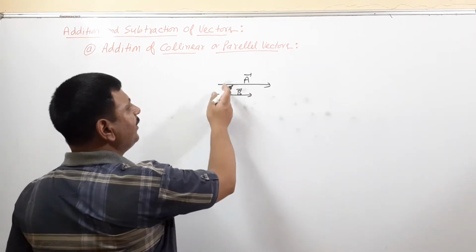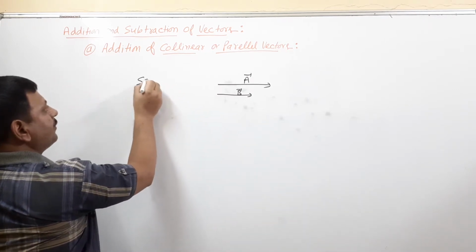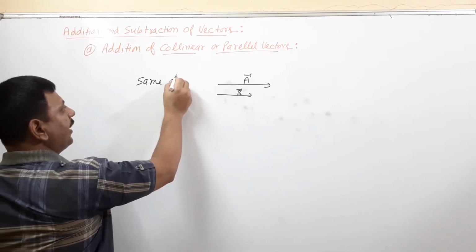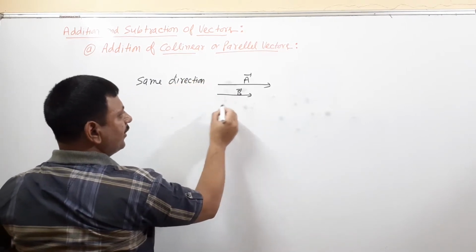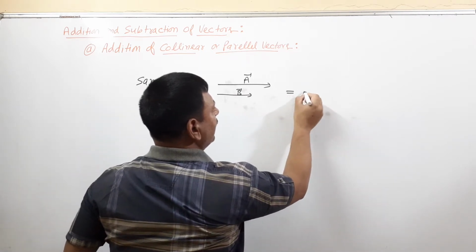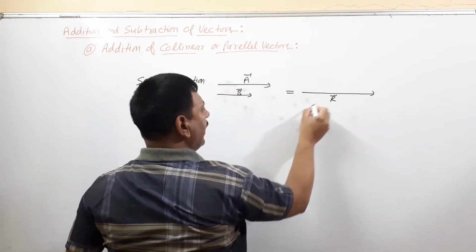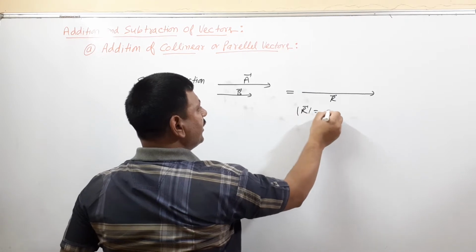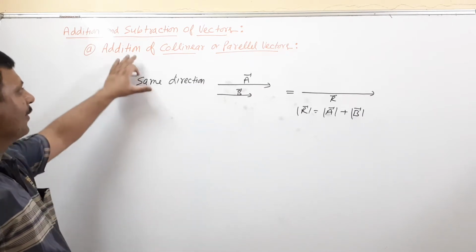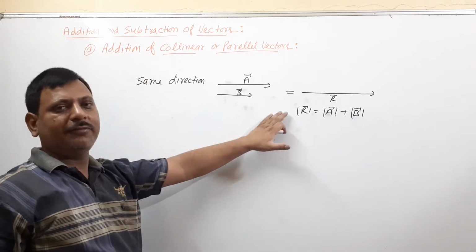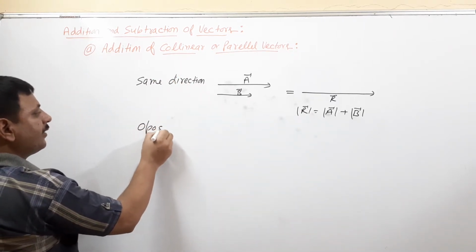What will be the resultant in this case? If collinear vectors are in the same direction, they are acting in the same direction, so what will the resultant be? The resultant vector will be in the same direction, and its magnitude becomes the sum of the magnitudes of the individual vectors. So this I have taken as same direction vectors. Collinear but same direction. Collinear but opposite direction.